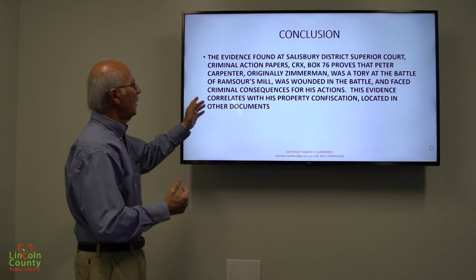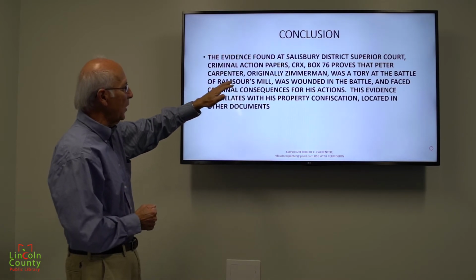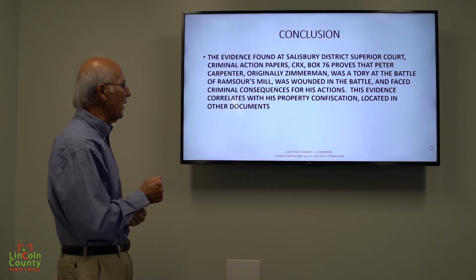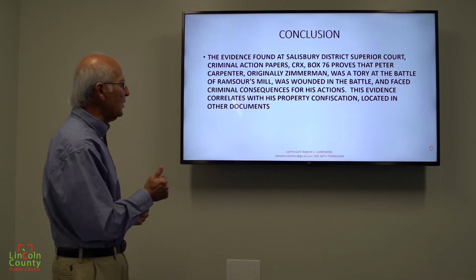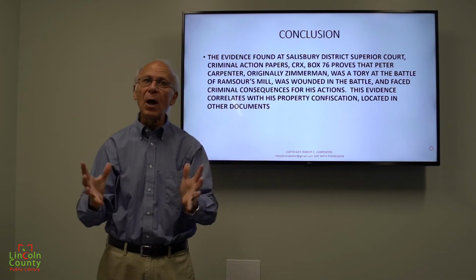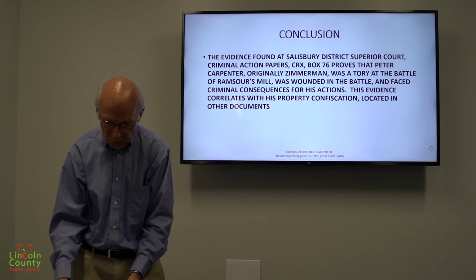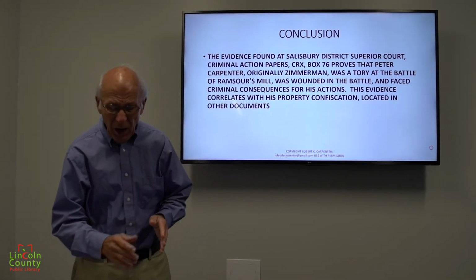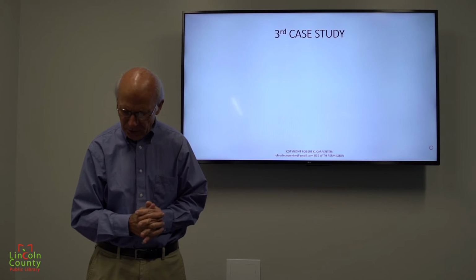So, our conclusion on this research case study. The evidence was found at Salisbury District Superior Court, Criminal Action Papers, CRX, Box 76, and it proves that he was a Tory at the Battle of Ramsauer's Mill and was wounded in the battle. He faced criminal consequences for his action, and this evidence correlates with his property confiscation, his loss of his beef cattle, located in other documents. So it brings it all together, and so it once again proves from primary source material that my ancestor was wounded at the Battle of Ramsauer's Mill, even if he was on the other side.